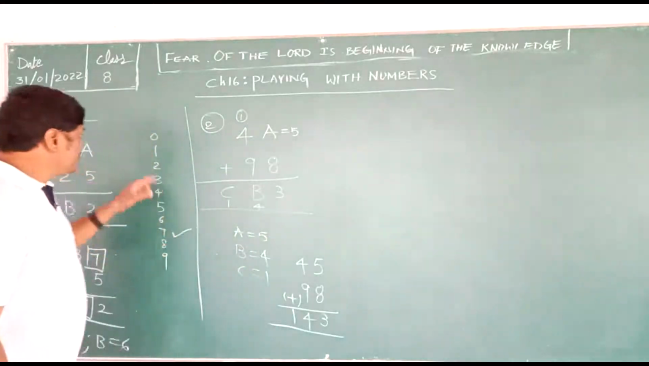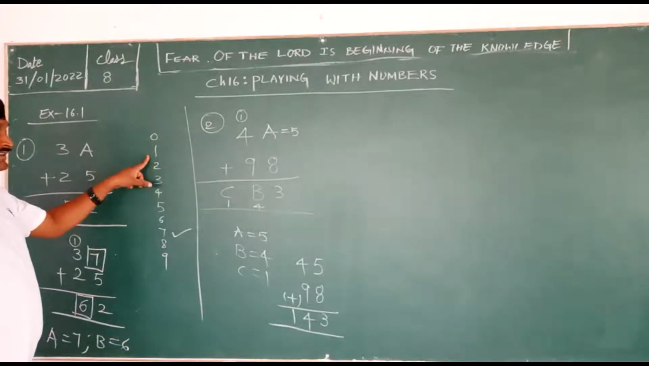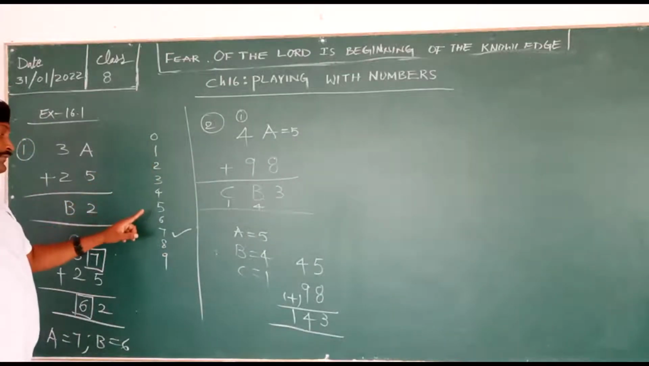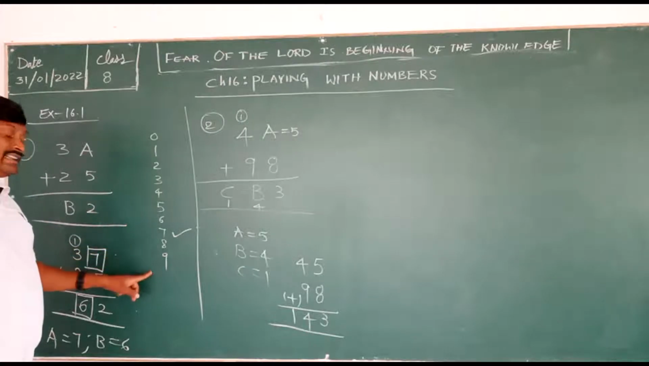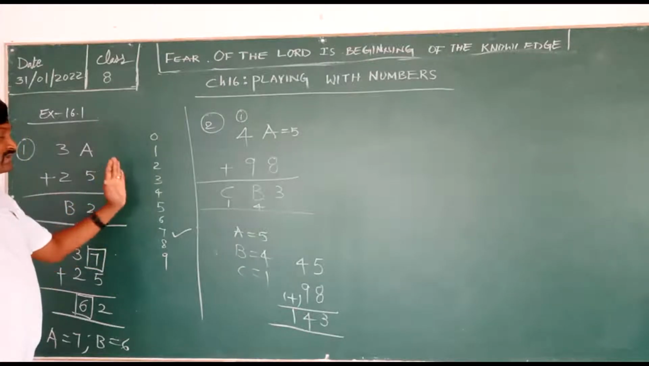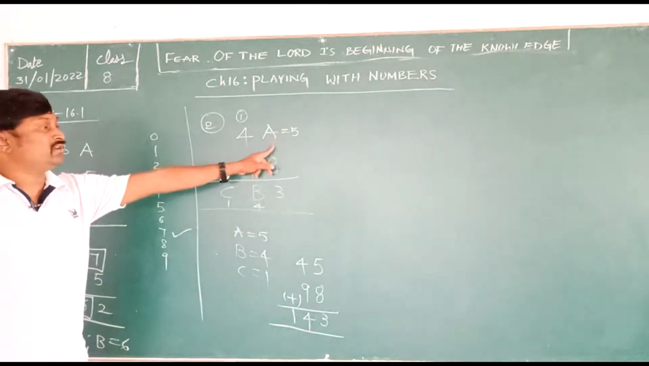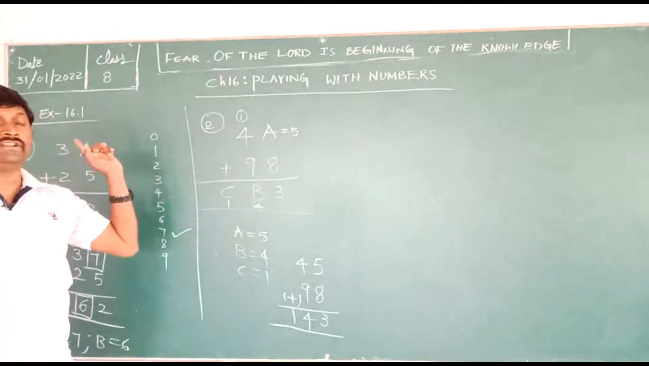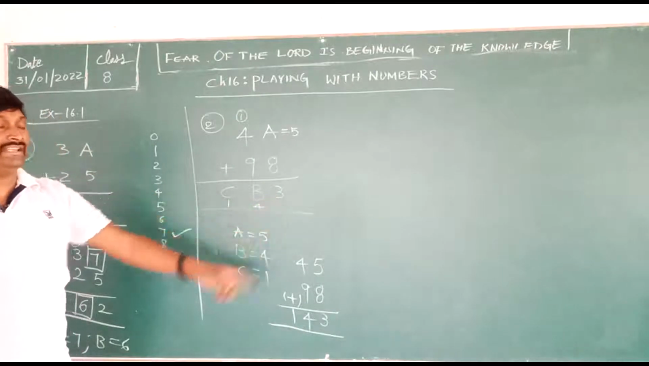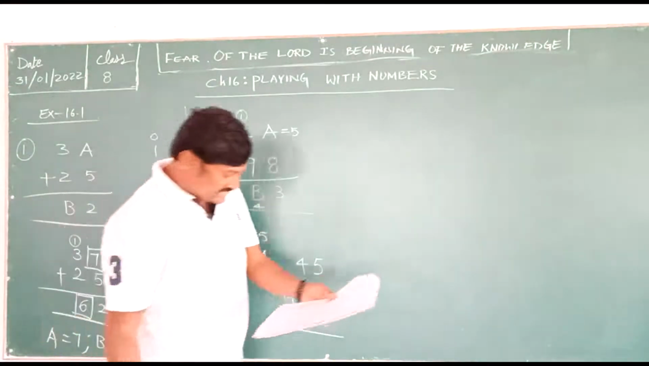You need to use first 0, not possible, then 1, then 2, then 3, then 4, then 5, then 6, then 7, then 8, then 9. So you have to guess which is suitable here. You observed here 5 is suitable, then only 5 plus 8, 13 you are going to get. Means 3 you are going to get there. So that is the second.